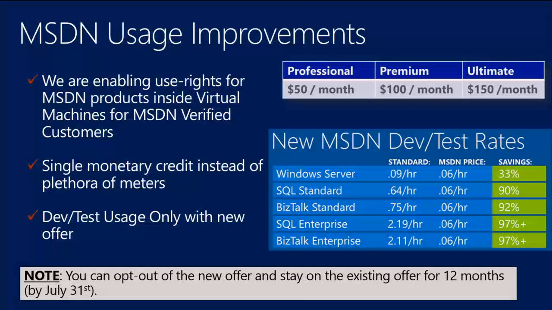Similar to what you would see if you had the MSDN subscription, you wouldn't be paying for the Windows Server on-premise when you're using it for dev test. Now you no longer pay for that in Azure. Same thing goes across the software. So you look down here, SQL Enterprise, for production usage, you're paying $2.19 per hour, now 6 cents. And so that's a massive, massive savings in what you'd be spending otherwise.